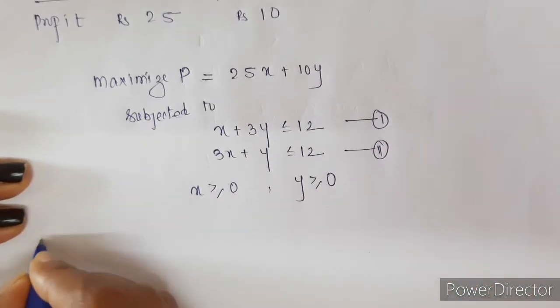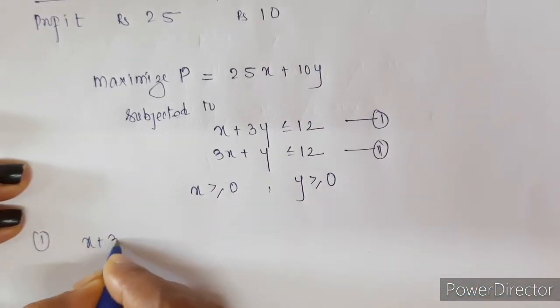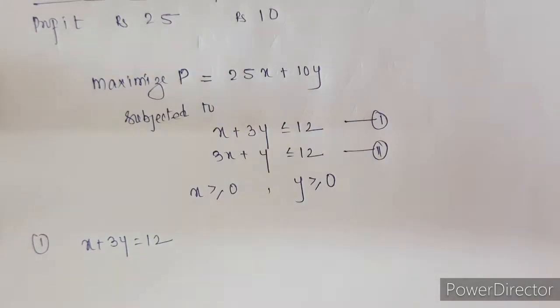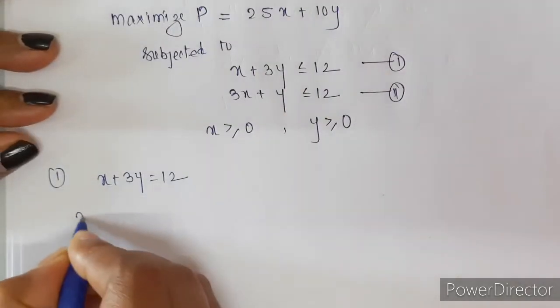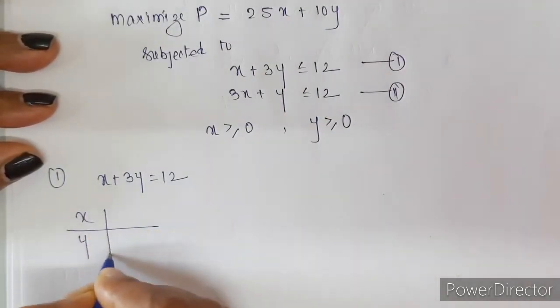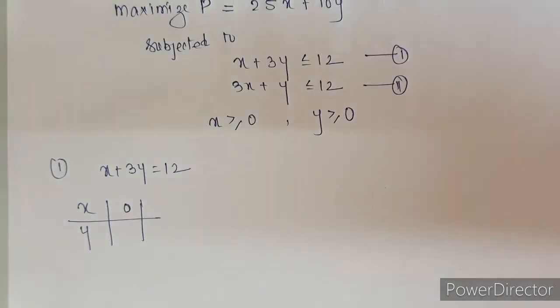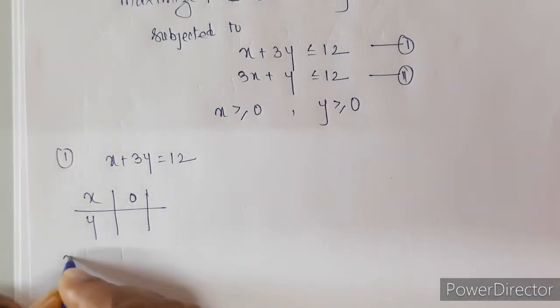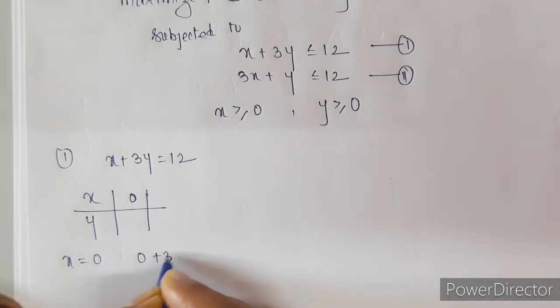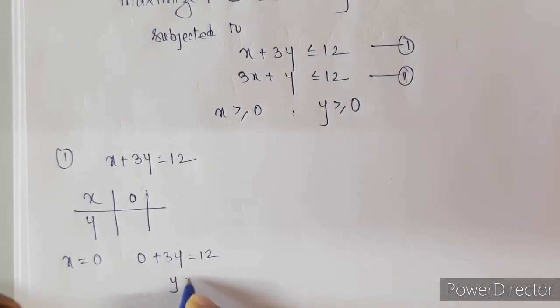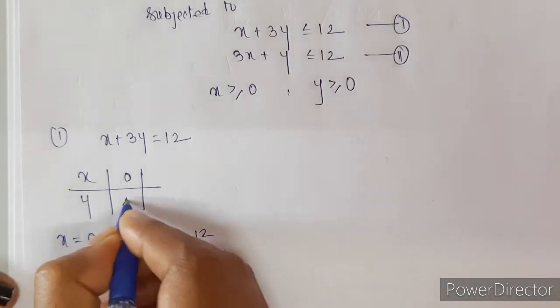Let's start with equation 1. What is our equation 1? x plus 3y equals 12. Okay. The same procedure again. Substitute x to be 0 and find the value of y. Substitute y to be 0 and find the value of x. If x is 0, this will be 0 plus 3y equals 12. So y is 12 by 3, which is equal to 4. So the value of y is 4.